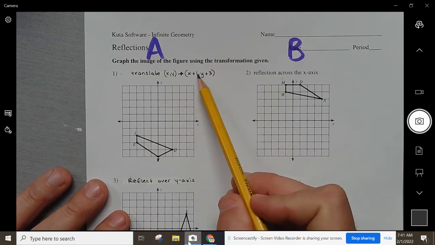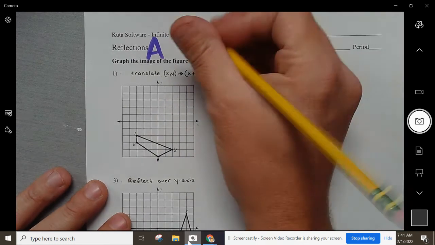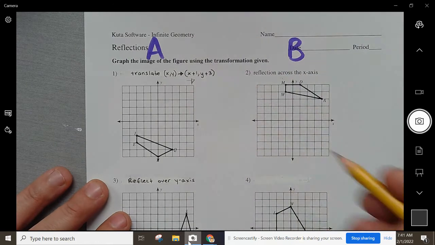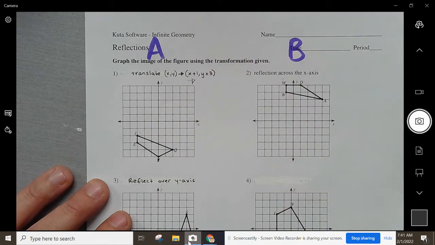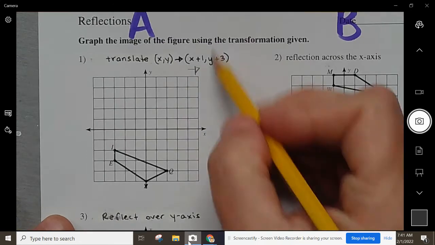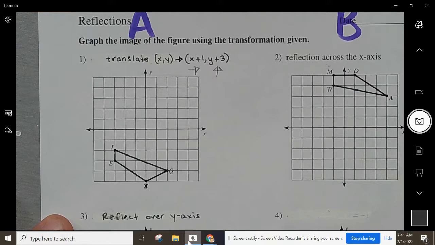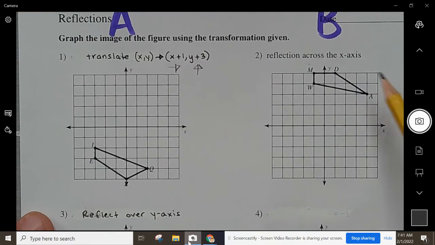Understanding the rule of translations. You guys know this if you've been out. If it's positive, you're going to the right. If it's negative, here, let me zoom in a little bit. And then if this is positive, you're going up. Not too tough.